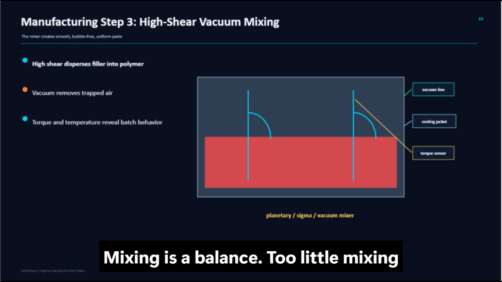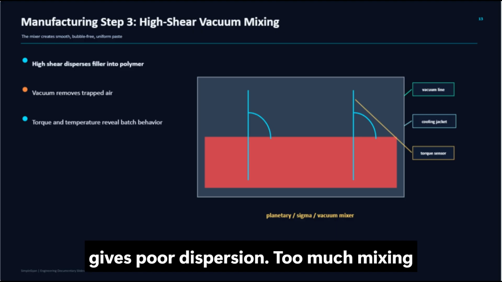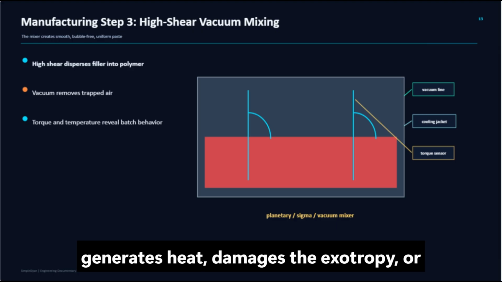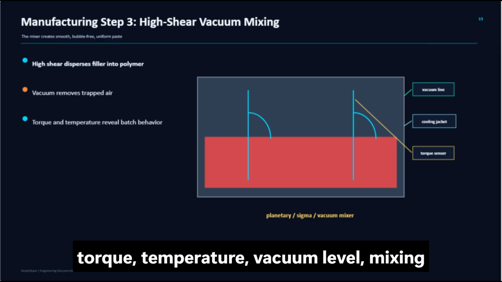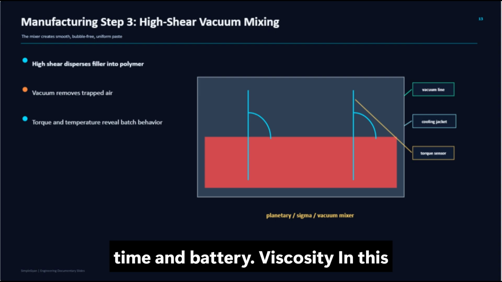Mixing is a balance. Too little mixing gives poor dispersion. Too much mixing generates heat, damages thixotropy, or shortens pot life. Engineers monitor torque, temperature, vacuum level, mixing time, and batch viscosity.